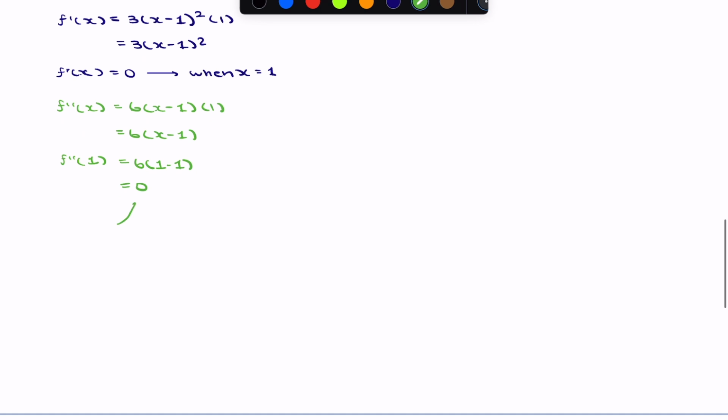And so here, it is inconclusive what is happening, because it's neither negative or positive. And so here we have to use the first derivative test. So we say must use first derivative test.